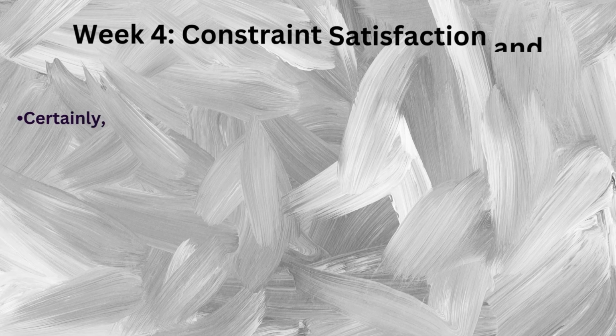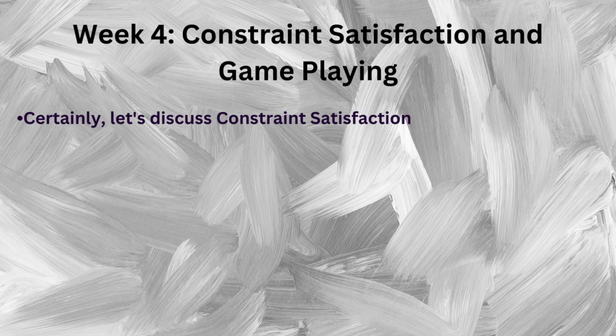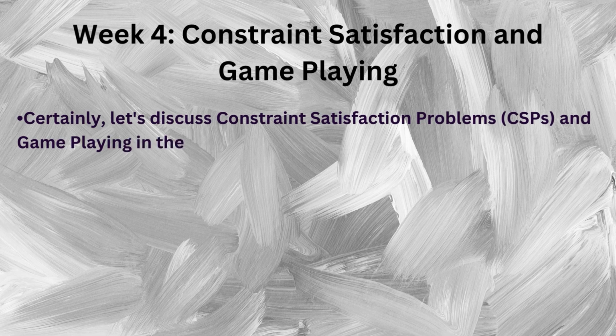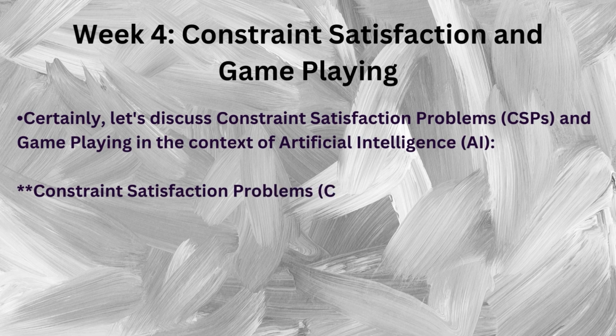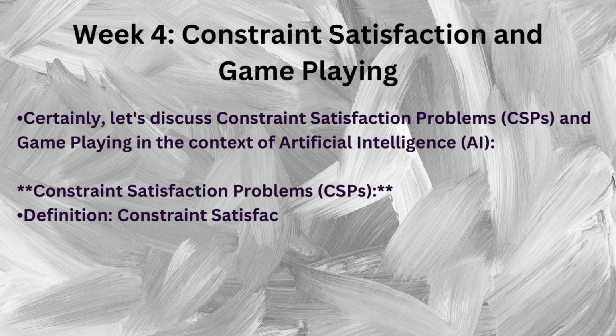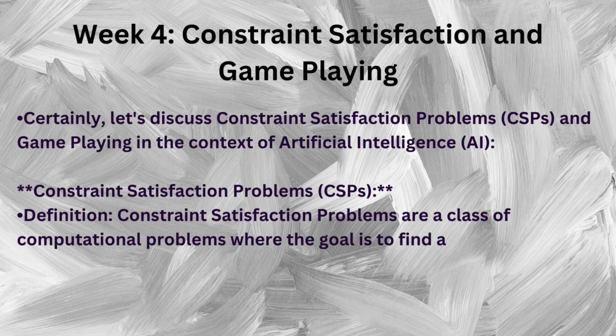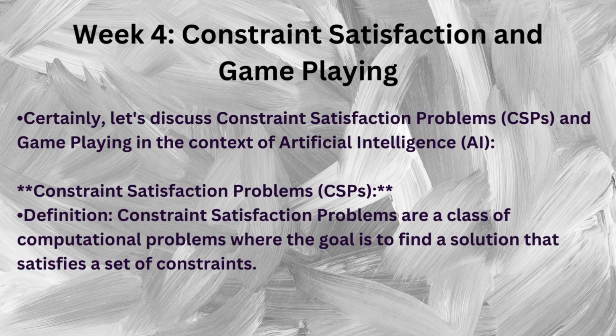Now, week 4, constraint satisfaction and game playing. Certainly, let us discuss constraint satisfaction problems and game playing in the context of artificial intelligence. Constraint satisfaction problems are a class of computational problems where the goal is to find a solution that satisfies a set of constraints. Here are the key concepts: variables.